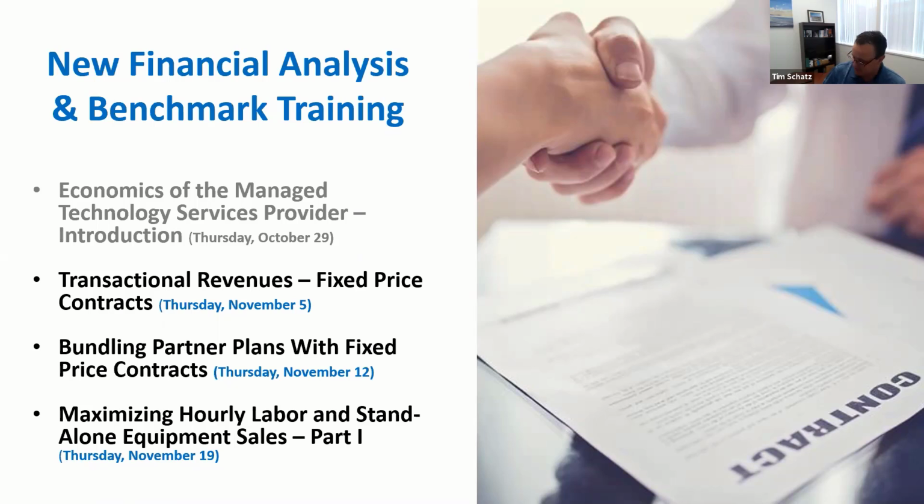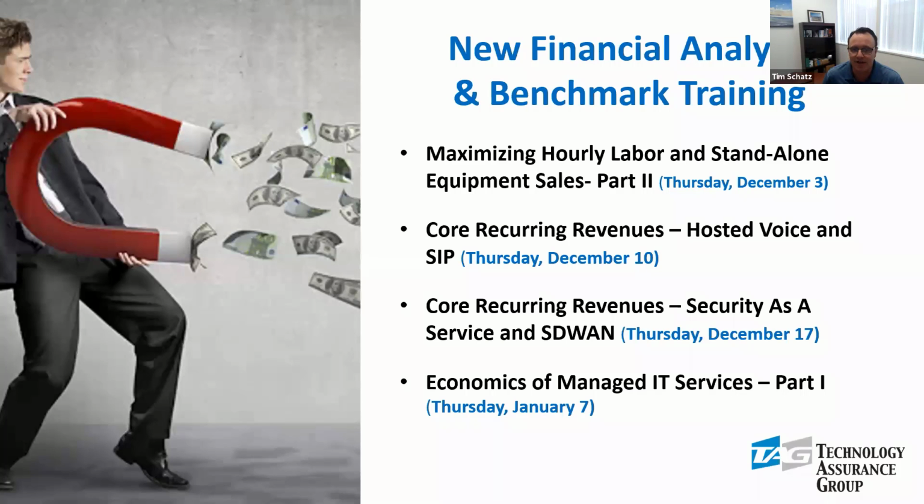The next few sessions, I just want to put these up here. We're going to have bundling partner plans with those fixed price contracts. Very, very important because everything we're doing, we do want to transition into a recurring revenue stream. Maximizing hourly labor. This is your project labor or sometimes T&M. You have folks that are not under a service agreement. How do we maximize the hourly labor and then standalone equipment sales as we go through those types of transactions? We'll have a couple of sessions on that.